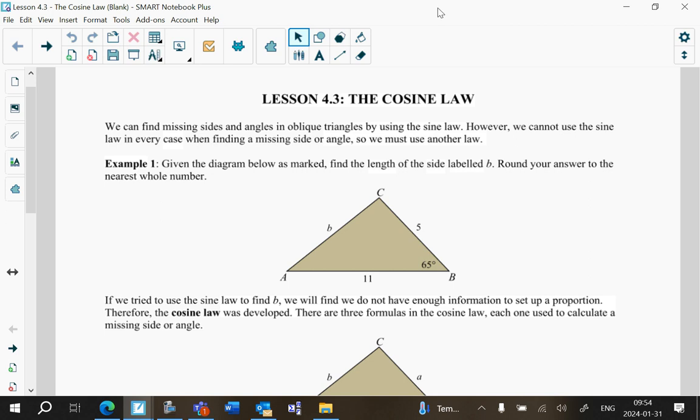Continuing with how to find missing sides and missing angles in non-right triangles. We talked about one method to find those missing sides and angles, which was to use the sine law. However, the sine law can't be used in every situation. For example, this question.